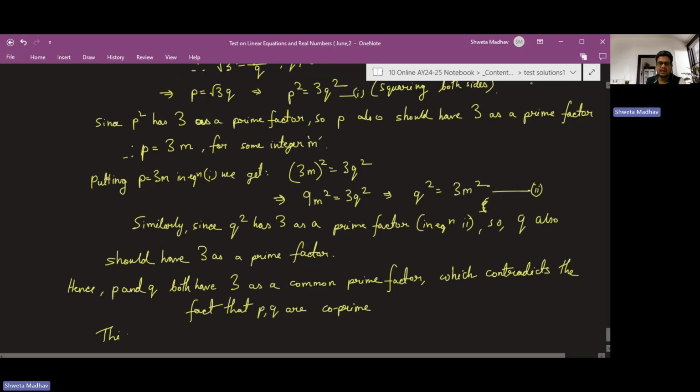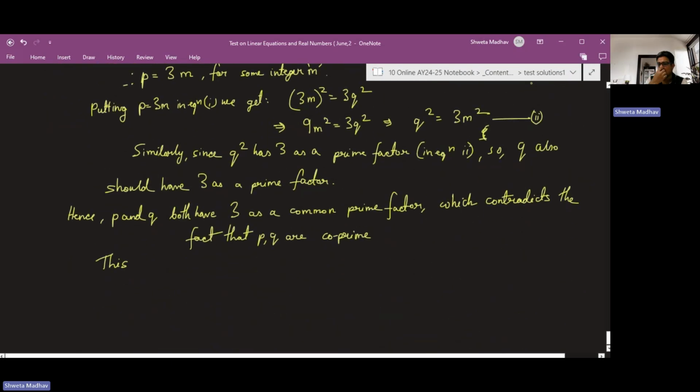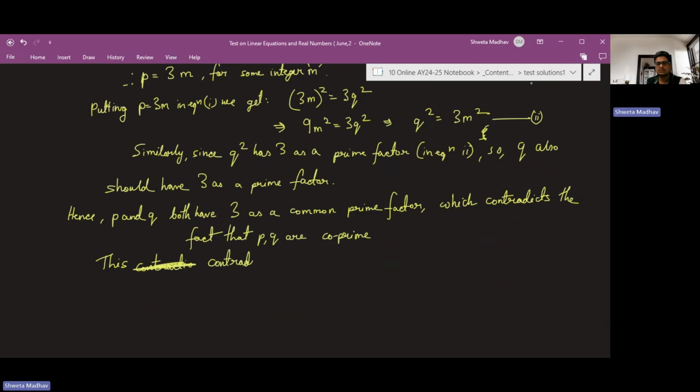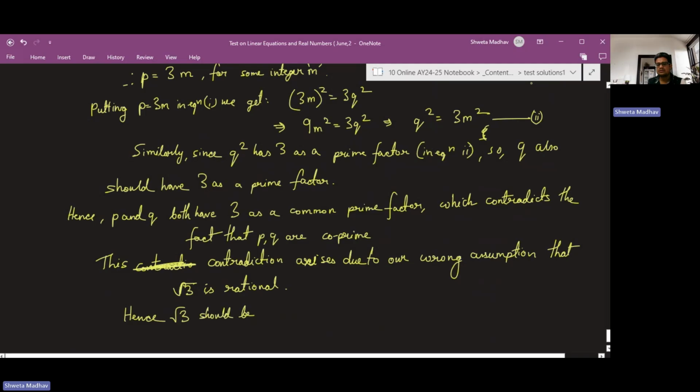So this contradiction arises due to our initial wrong assumption that root 3 is rational. So hence root 3 should be irrational.